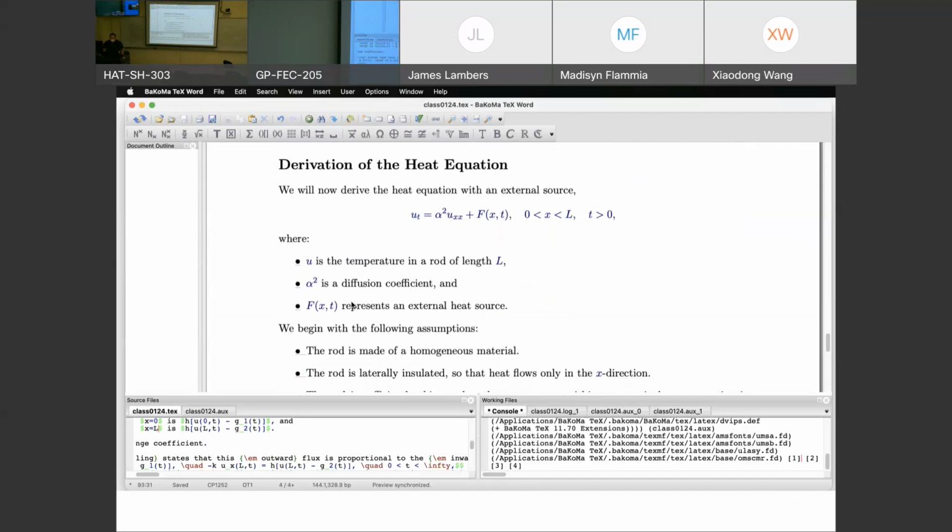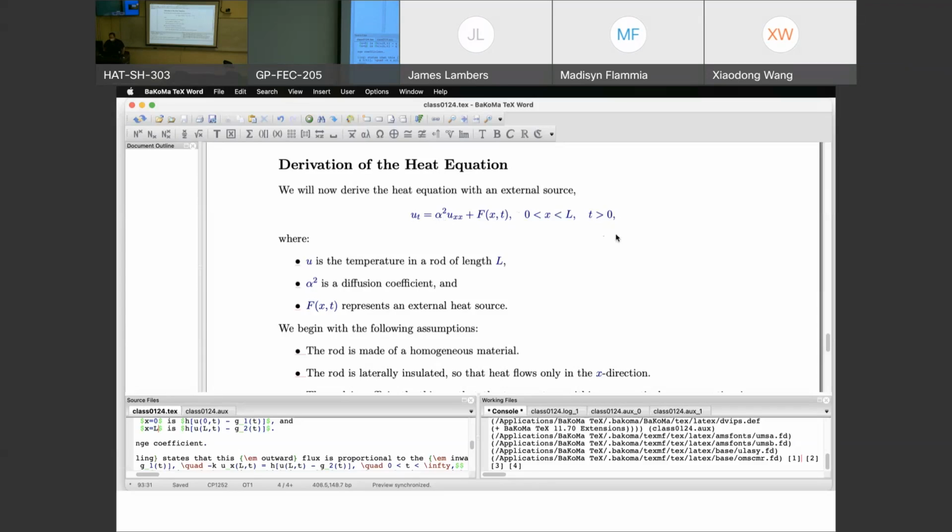I can take you through the derivation of the heat equation from physical principles. So we have a heat equation, and this time we have an external source, called capital F of x, t, that will be known. We have some specified diffusion coefficient as well. The same spatial domain.